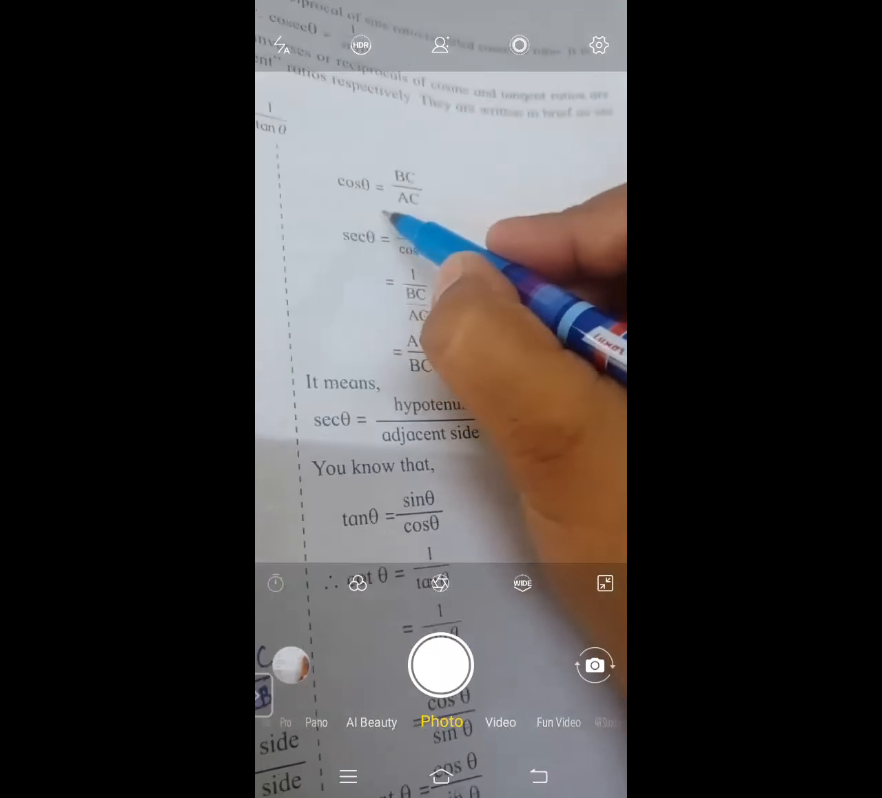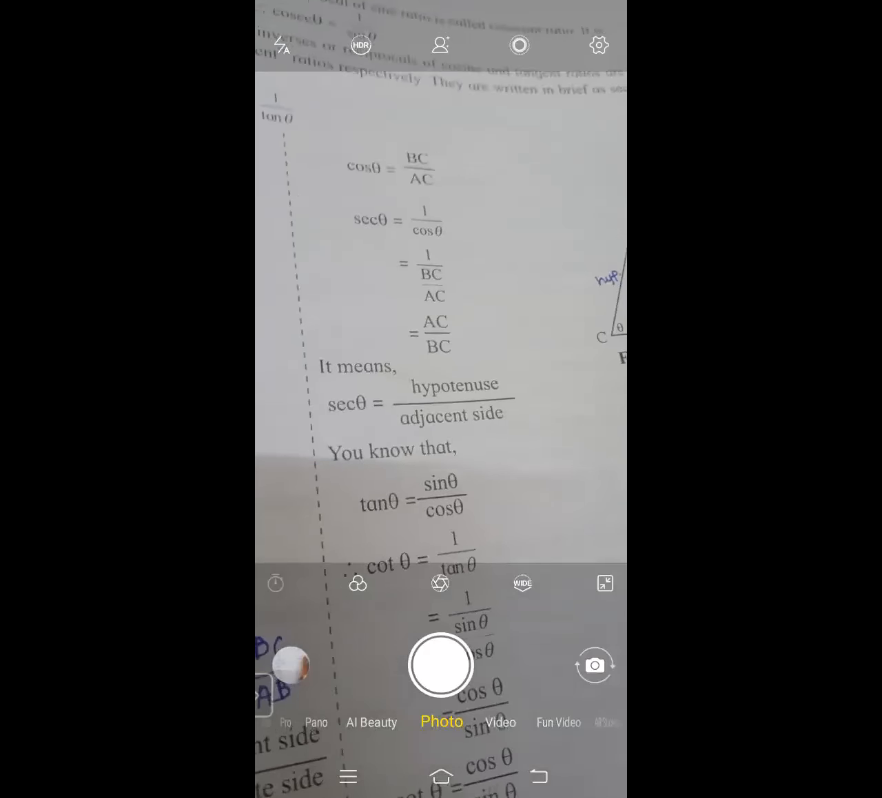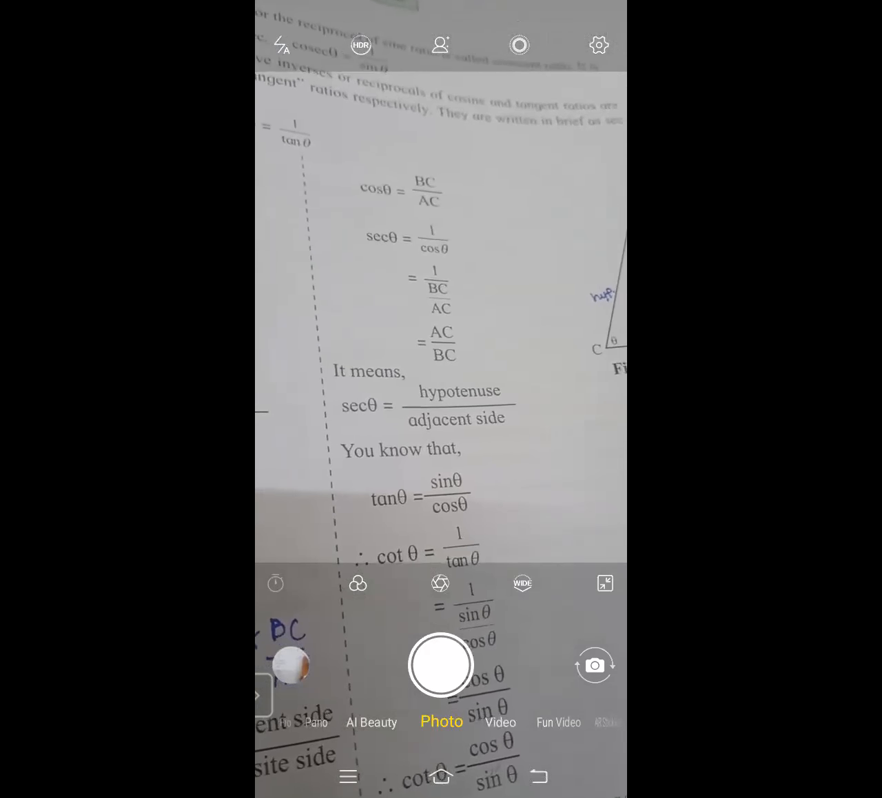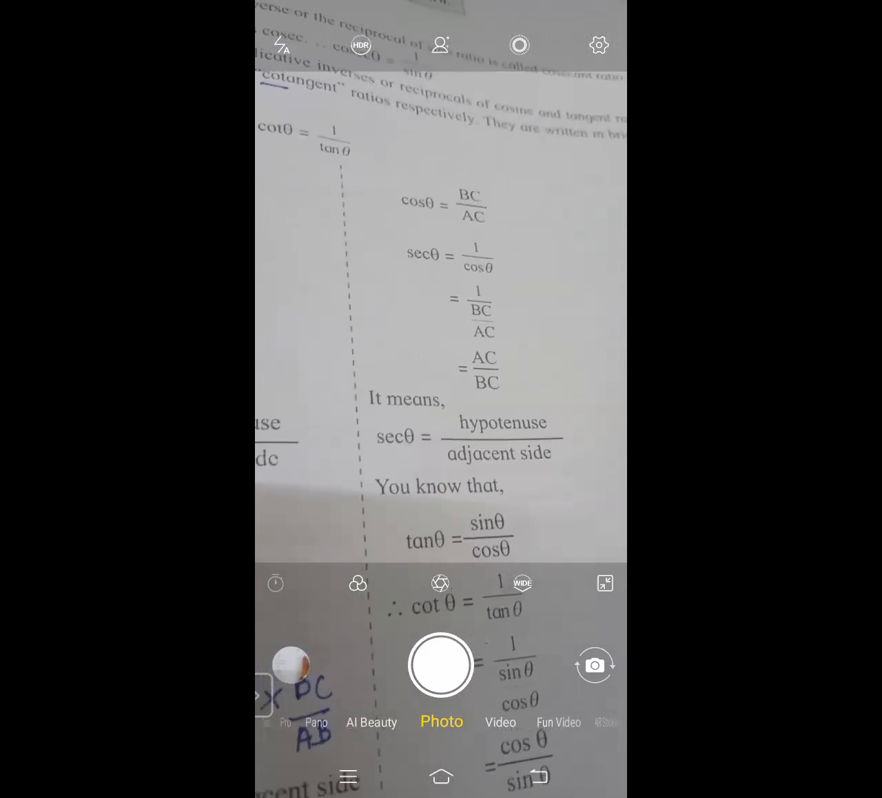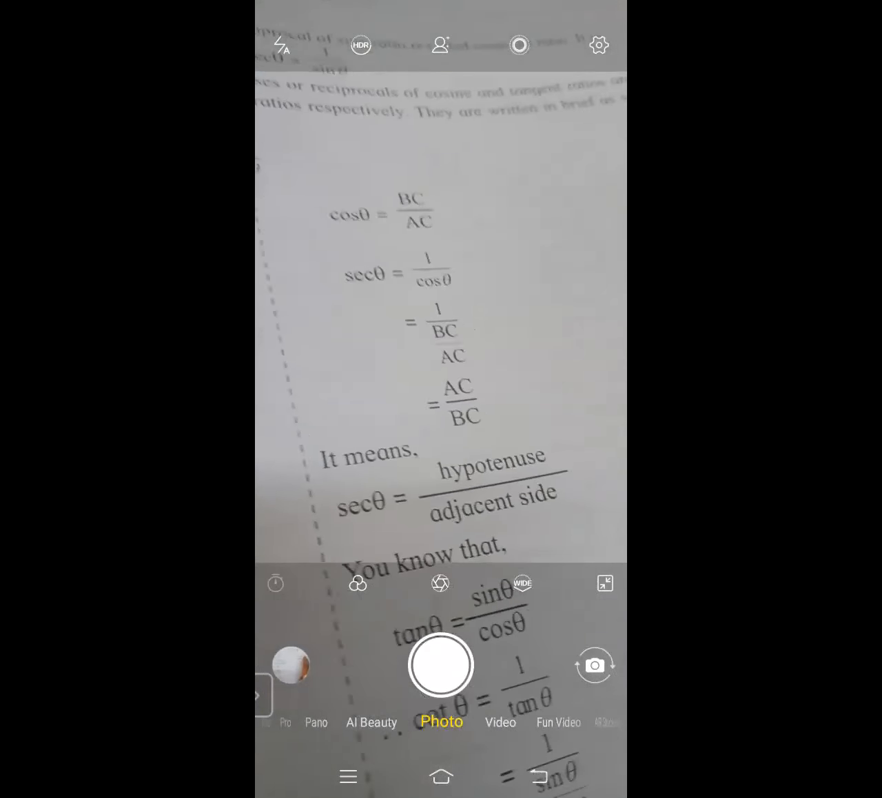So cos theta is equal to BC upon AC. Sec theta is equal to 1 upon cos theta. So what is the value of cos theta? BC upon AC. We have just taken the reciprocal of it. It becomes AC upon BC. It means sec theta is equal to hypotenuse upon adjacent side.